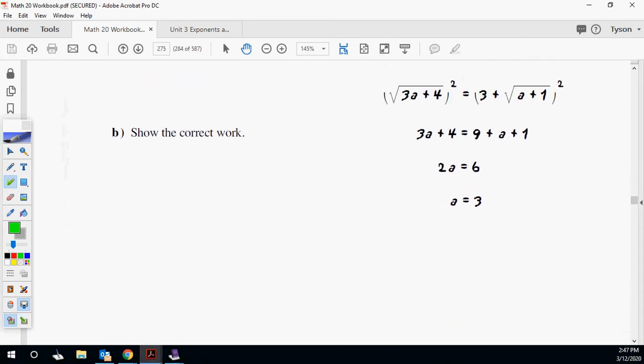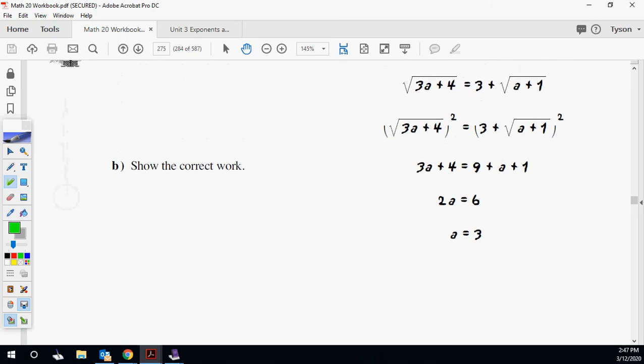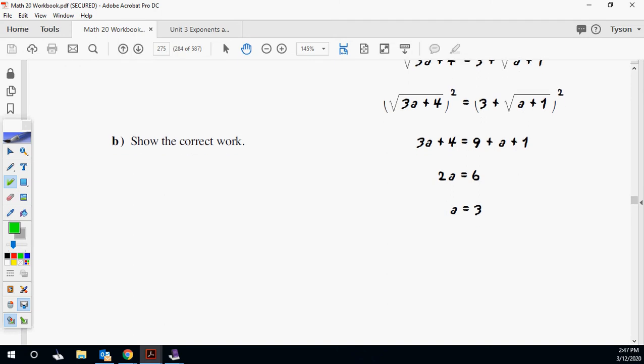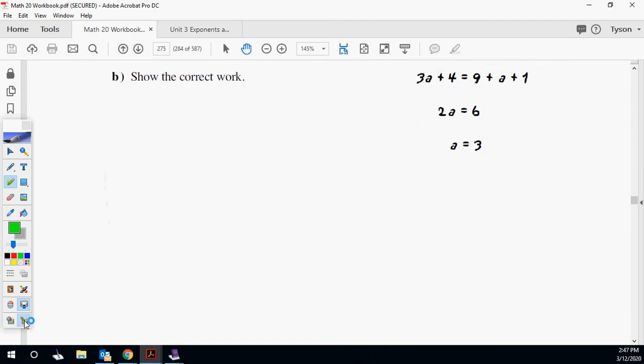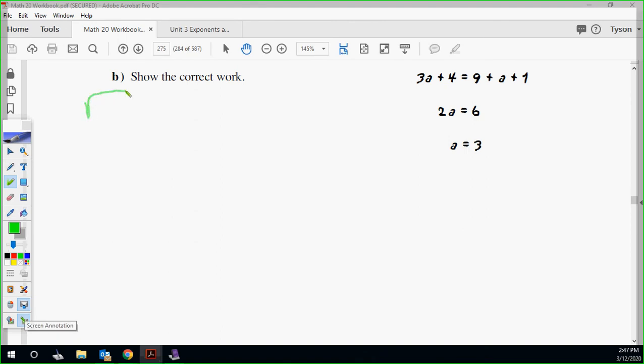So we'll do the correct work. He did this part right, so we'll just steal this from this spot there. So 3a plus 4. All right, so we have the root of 3a plus 4, plus 3, plus the root of a plus 1, right? That's what you guys have.